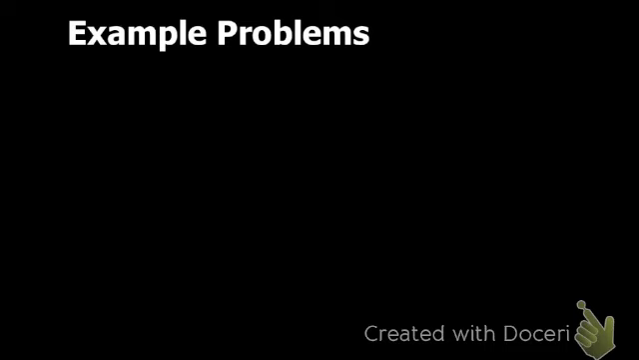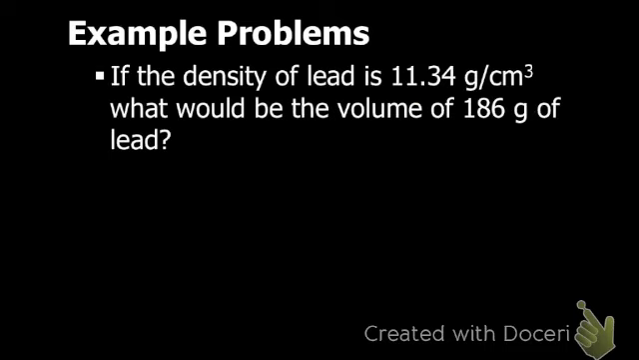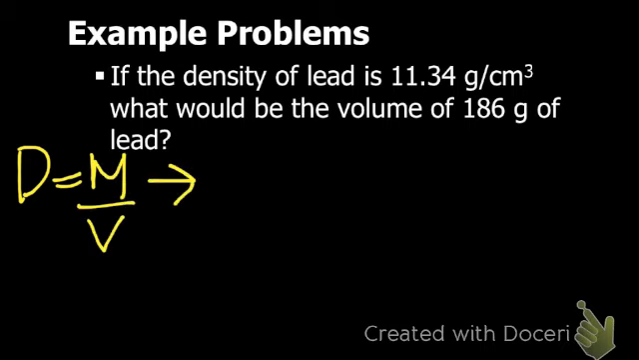So one more example problem. If we have the density of lead being 11.34 grams per cubic centimeter, what would be the volume of 186 grams of this lead? So now we have it in a little bit different way. So we know again that our equation is density equals mass divided by volume. But this can be rearranged to say volume equals mass divided by the density.